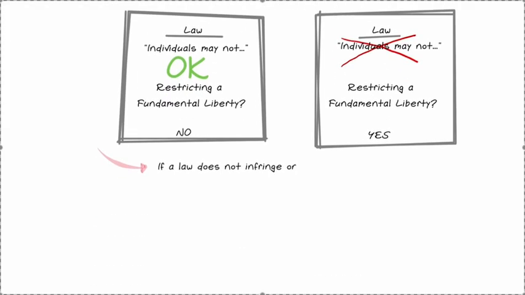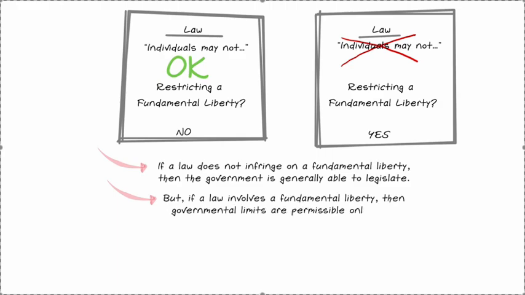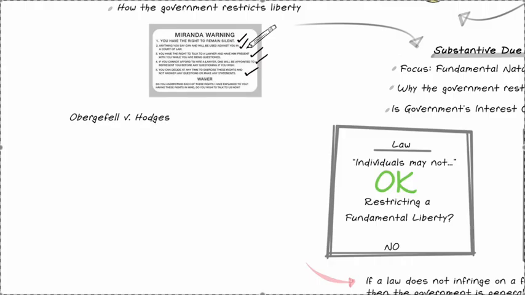If a law does not infringe on a fundamental liberty, then the government is generally able to legislate. But if a law involves a fundamental liberty, then governmental limits are permissible only if its interest is compelling. How these liberties are defined is subject to change. Obergefell versus Hodges, in which the Supreme Court legalized gay marriage, is one example.